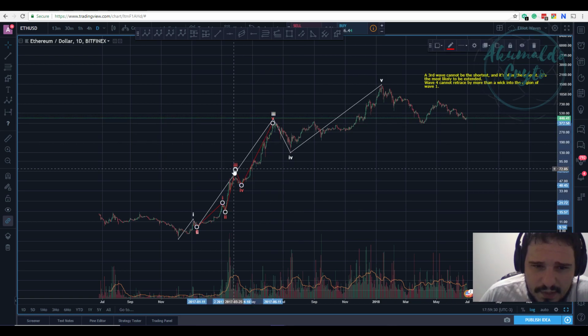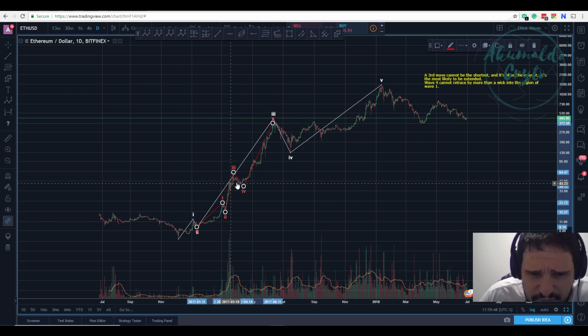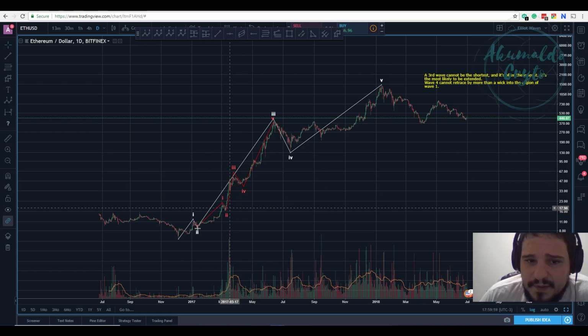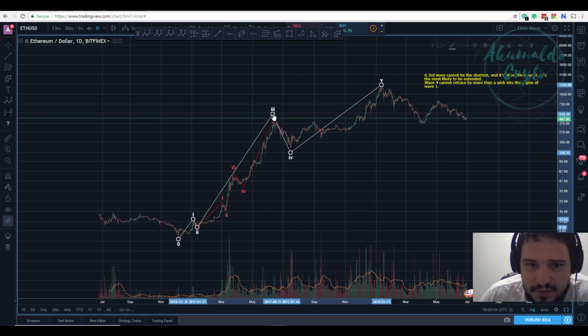Here. Why Bruno? Why Akuma? Why is this wave 4? Because of the shape, you see? This correction here tells me that this is wave 4. It took a little bit more. It took a little bit of time to correct, and here we have again a wave 2 that is really shallow, and a wave 4 that's deeper. So I'm following the higher degree waves. Okay, I'm following this higher degree.